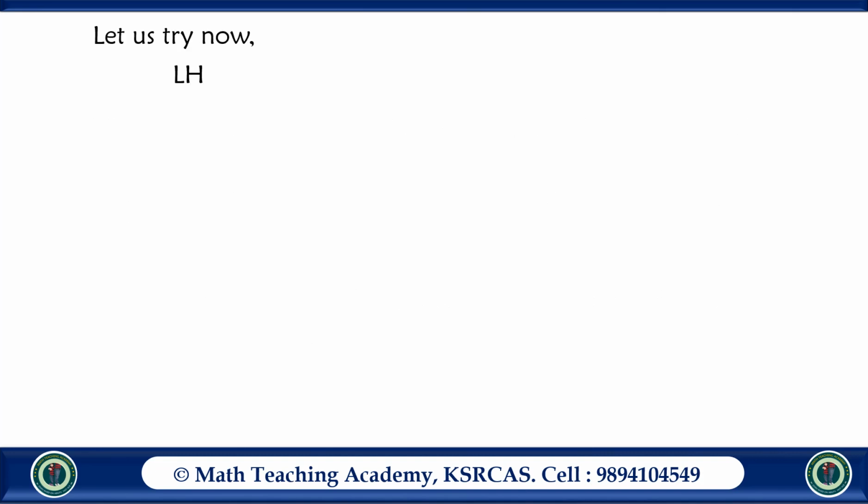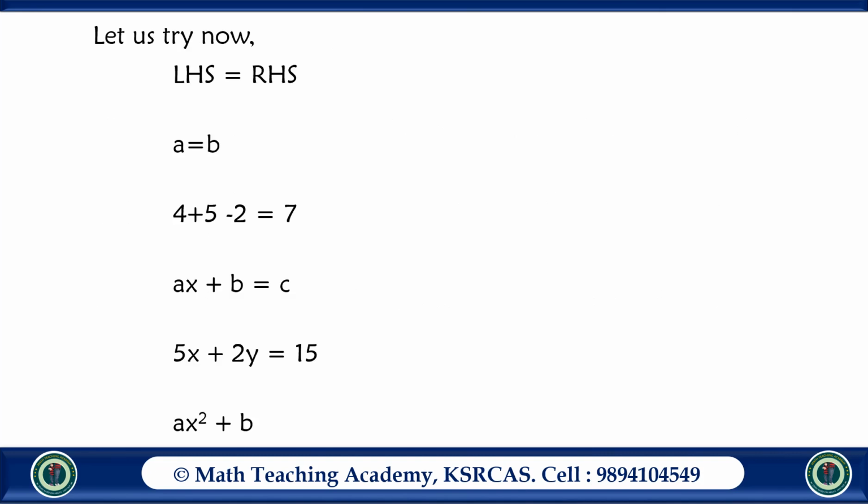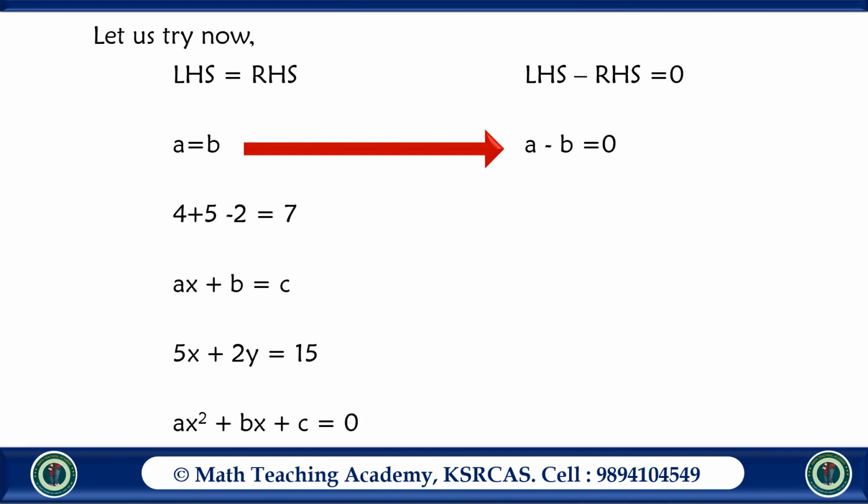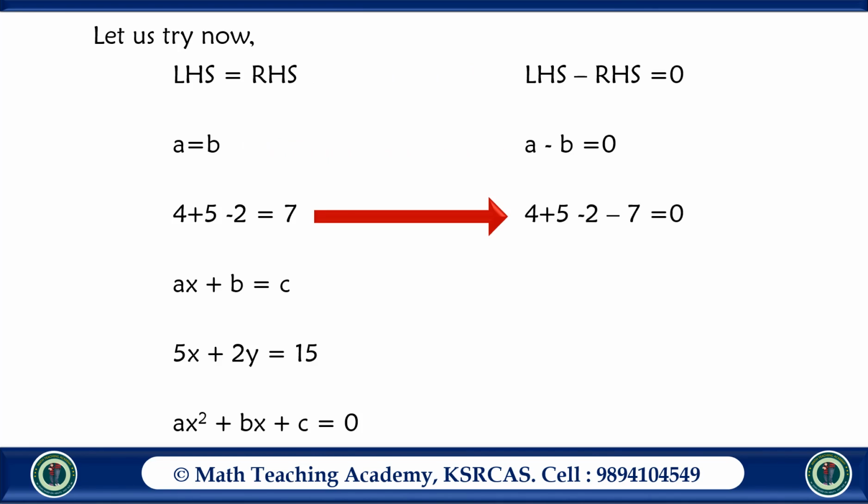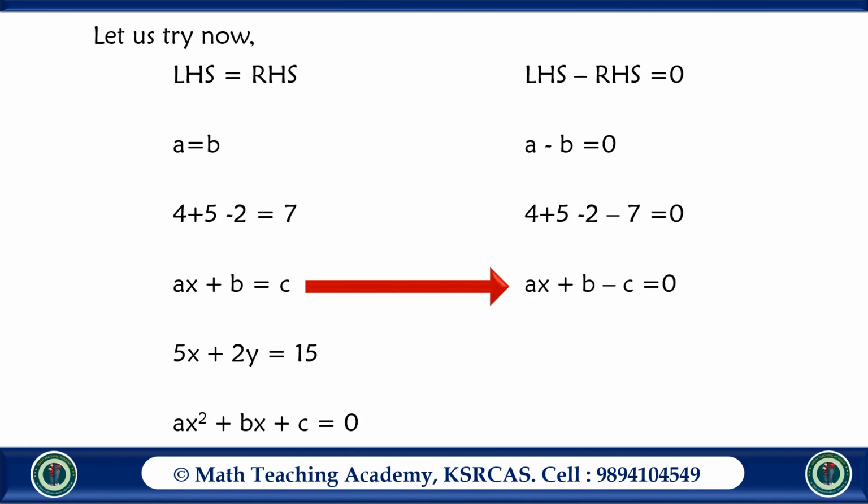Let's try now. In the first example, bring this right hand side into left hand side, then what you get is left hand side minus right hand side is equal to 0. From the second example, bring this b into left hand side, then what you get is a minus b is equal to 0. From the third one, what you get is 4 plus 5 minus 2 minus 7 is equal to 0. From the fourth one, what you get is ax plus b minus c is equal to 0.